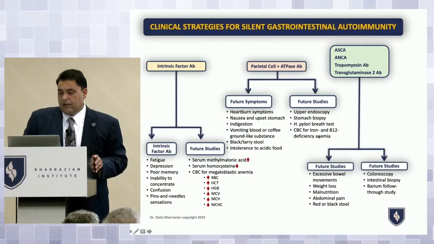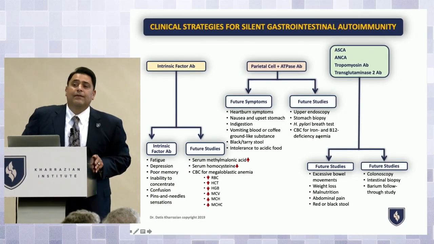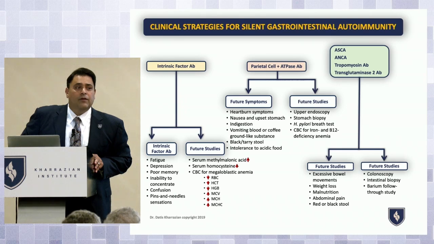And then people who have parietal cell antibodies, if their burning continues, they need an upper endoscopy. Make sure they don't also have H. pylori with it. It can make it a lot worse because H. pylori antibodies have molecular mimicry with parietal cells.